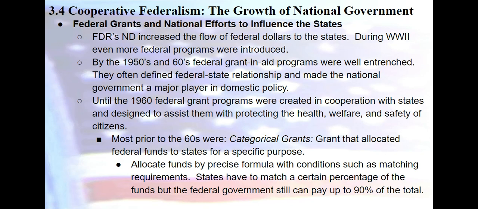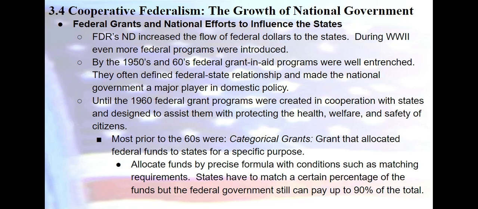In the 1960s, things start to change a little bit. Prior to the 1960s, you basically had federal grant and aid programs that were based on cooperation with states and designed to assist them with protecting the health, welfare, and safety of the citizens in those states. They were what are called categorical grants that basically allocated federal funds to states for specific purposes, but they were more hands-off prior to the 1960s.